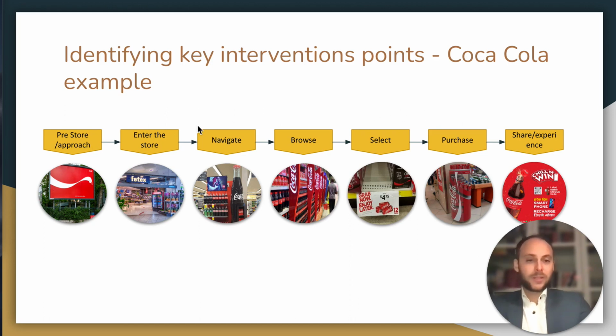So this was an example of how Coca-Cola has intervened throughout the path to purchase, and how you can do that as well with different kinds of POSM and different kinds of activation.